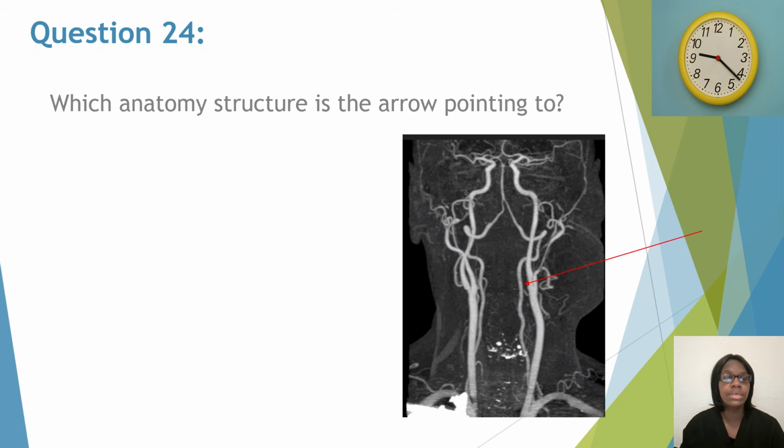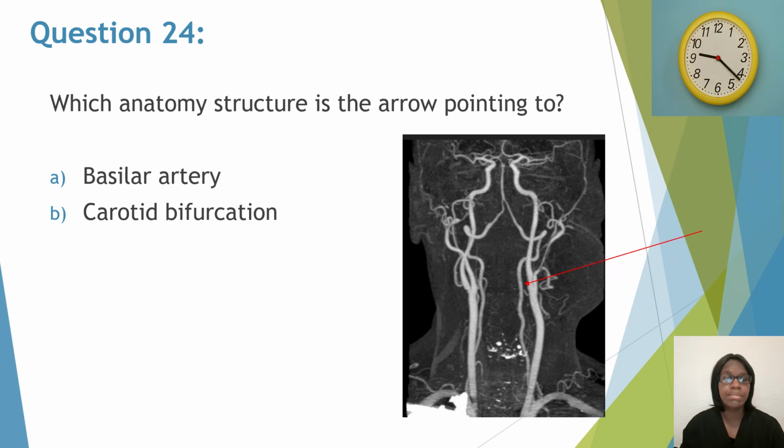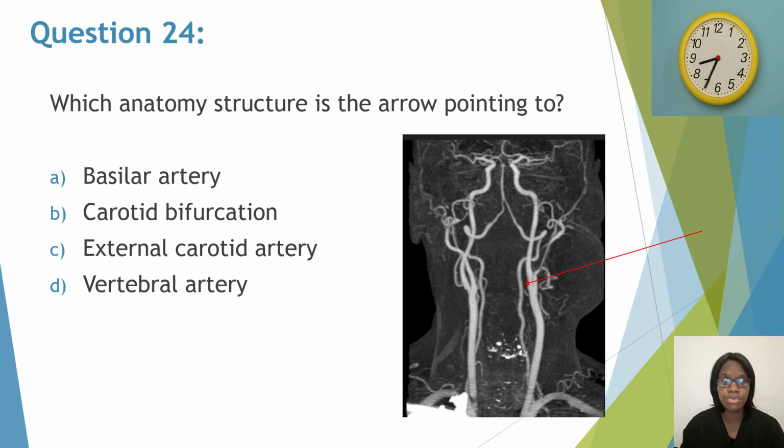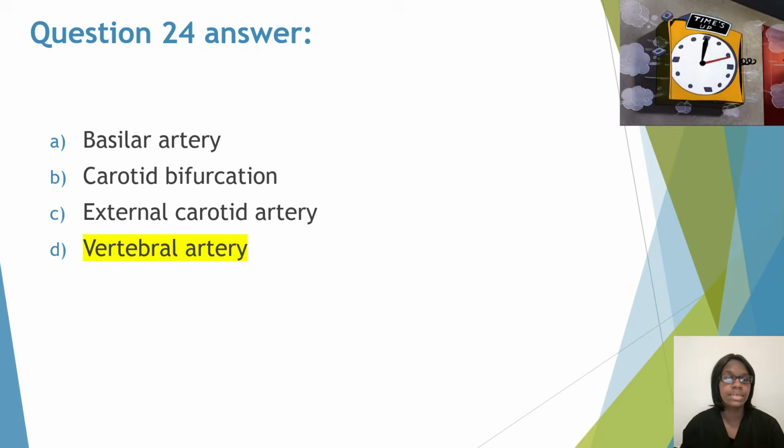Question 24. Which anatomy structure is the arrow pointing to? A, basilar artery. B, carotid bifurcation. C, external carotid artery. D, vertebral artery. All right, the correct answer is D, vertebral artery.